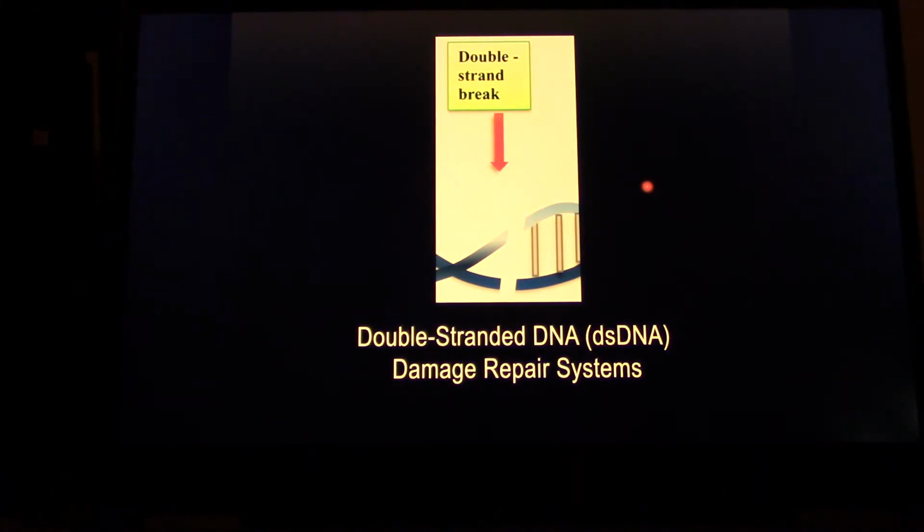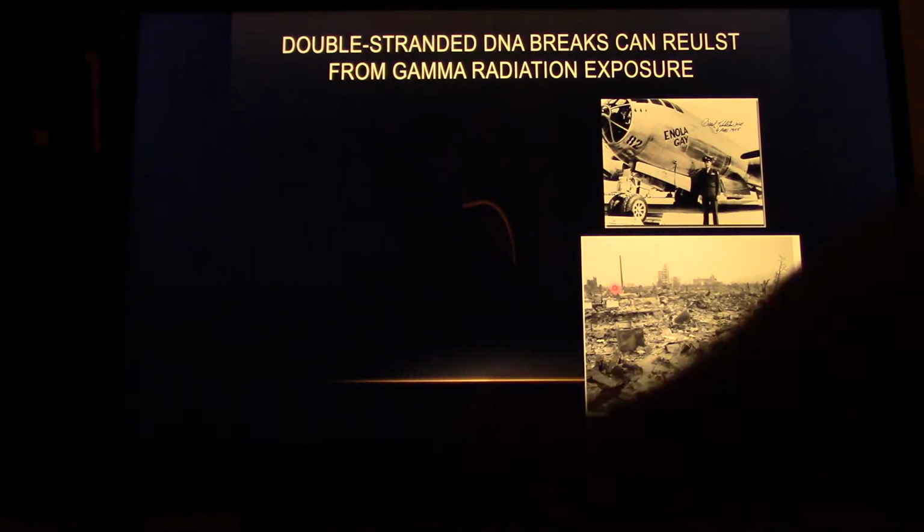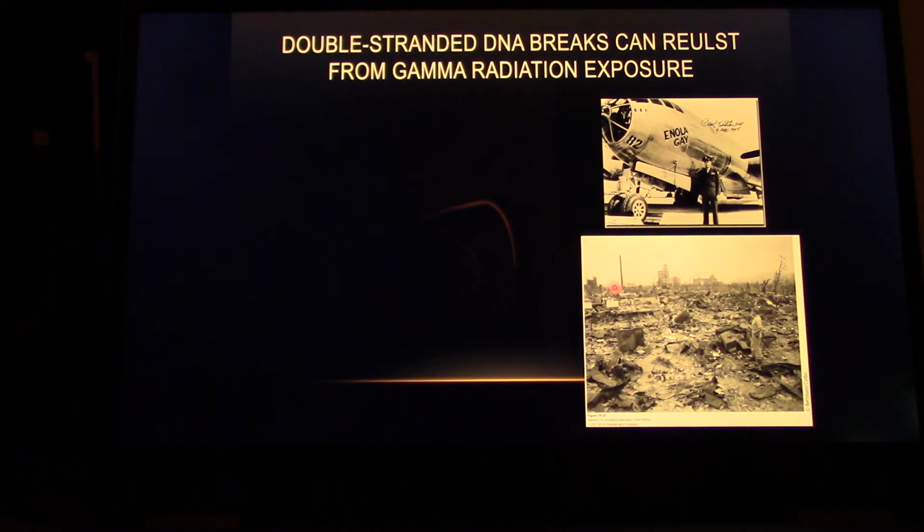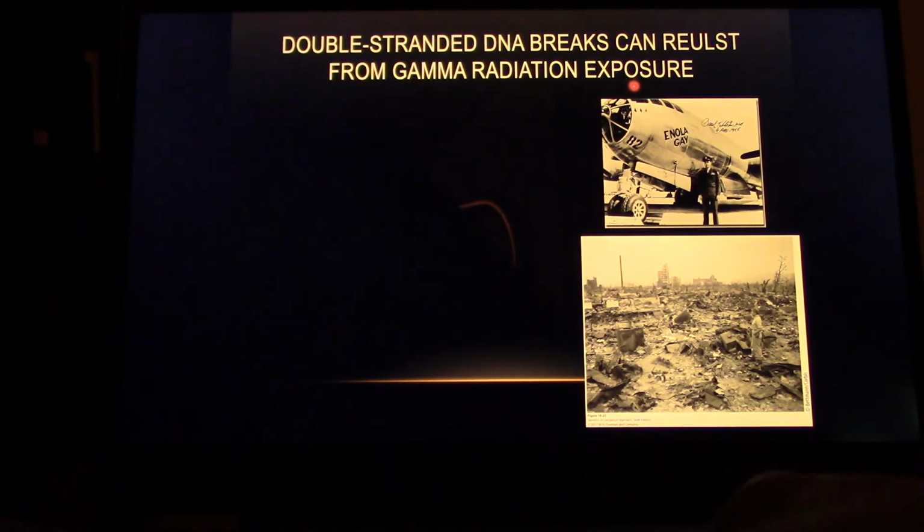So now we're moving into double-strand breaks. Double-strand break repair systems. dsDNA is double-stranded DNA. So, some of you may know your history. Double-stranded DNA breaks can result from gamma radiation exposure.